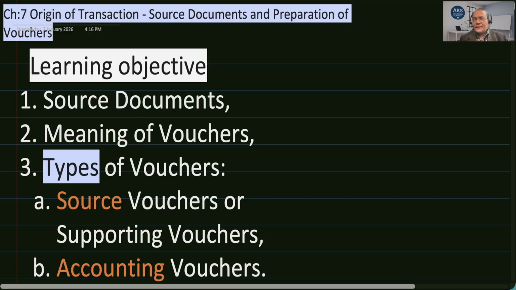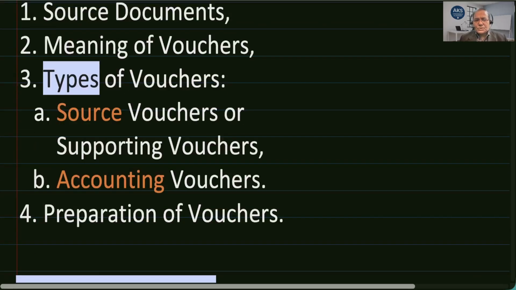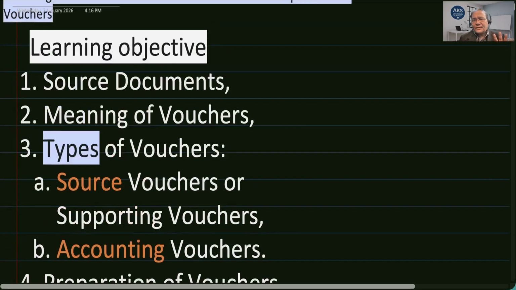So the learning objective of this particular chapter is going to be the source document. You will understand what is a source document, the meaning of vouchers, types of vouchers, source vouchers or supporting vouchers, accounting vouchers, and preparation of vouchers. These are the understandings which you are going to have today. In order to make you understand further, I'll give you a premise so that you will be able to understand it thoroughly. Let us see what that is.